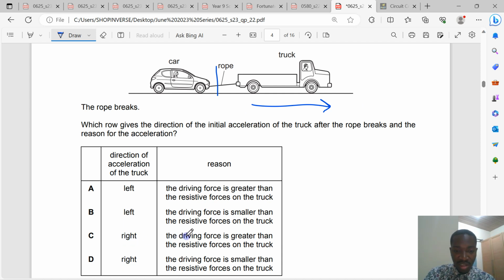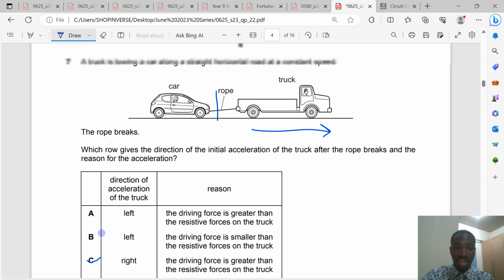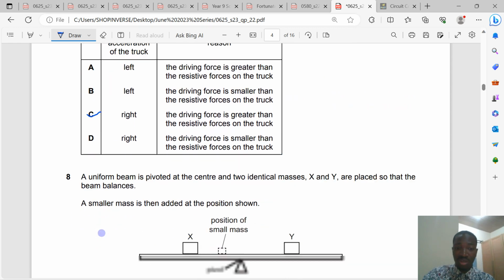Let's see the reason. The driving force is greater than the resistive forces on the truck. Of course, the driving force is greater than the resistive force. That's why the truck will accelerate. Let's see this one. The driving force is smaller than the resistive force. No. You see, the driving force is greater than the resistive force. That's why it will accelerate.